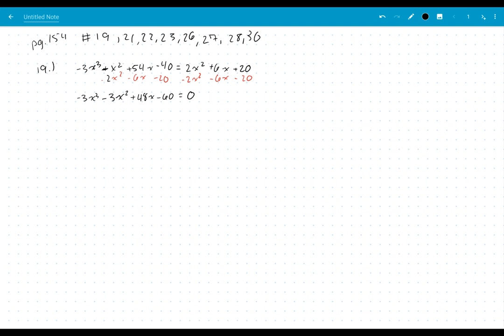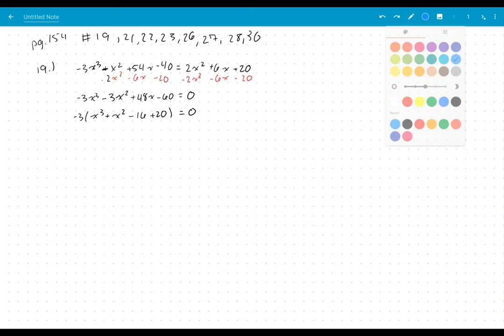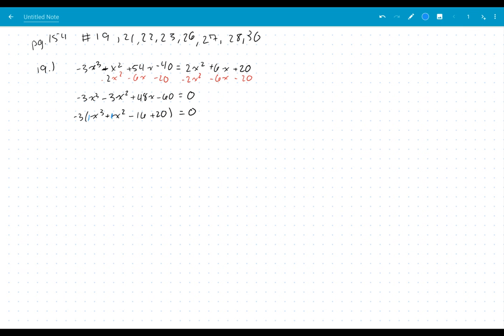The next thing we can do is factor out the negative 3, and we get negative 3 times the quantity x cubed plus x squared minus 16x plus 20 is equal to 0. We can then take this and plug it into our synthetic division. So we have a 1 here, and then a negative 16 and a 20. So we can write that as 1, 1, negative 16, 20.